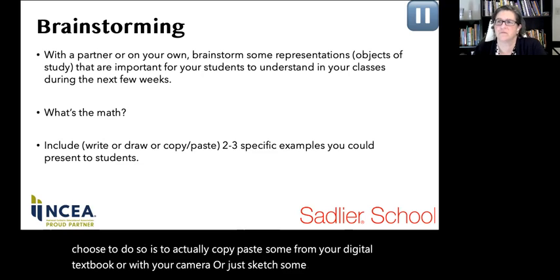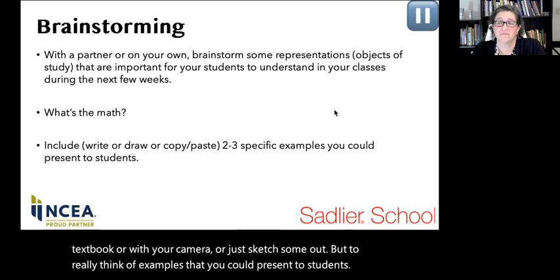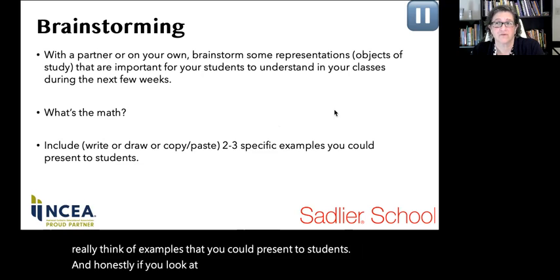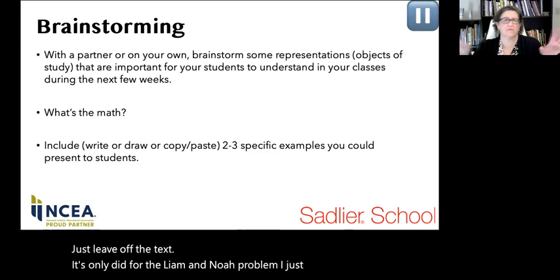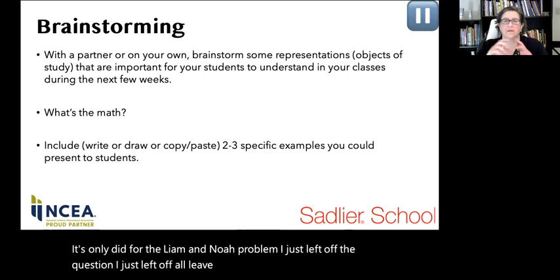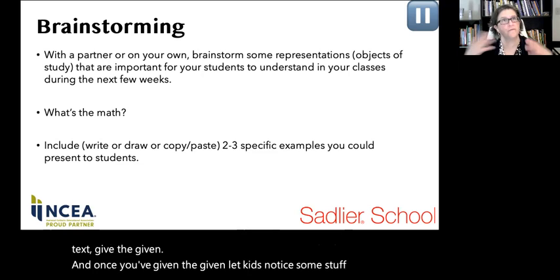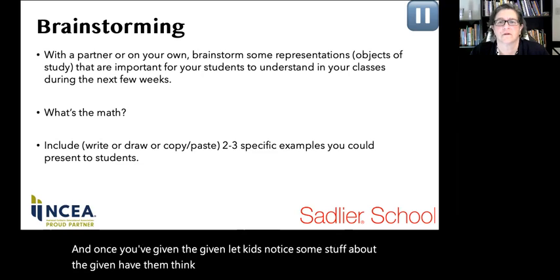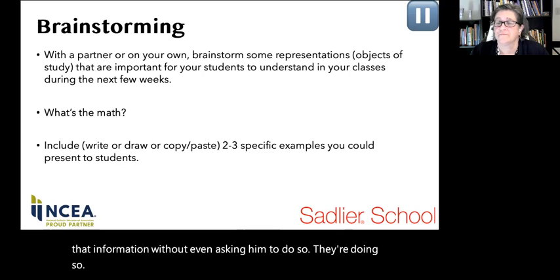But to really think of examples that you could present to students. And honestly, if you look at word problems, just leave off the text. That's all I did for the Liam and Noah problem. I just left off the question. Give the intro text, give the given. And once you've given the given, let kids notice some stuff about the given. Have them think about what they could solve using that information without even asking them to do so. They're doing so. So you might want to pause and do that here.